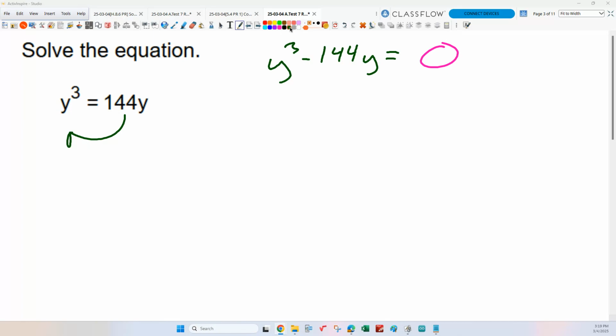What do I always do first when I'm factoring? GCF. Can I factor out a GCF? Yeah. What is it? Y. Yeah, take a y out. Good. So if I undistribute a y, what's left behind? Y squared minus 144. And 144 is really just equal to what squared? 12. Yeah, 144 is 12 squared, so I get y squared minus 12 squared.